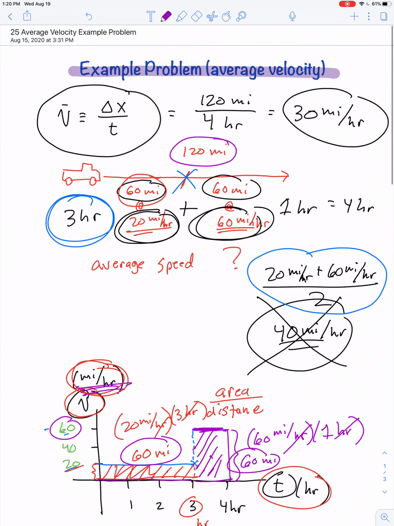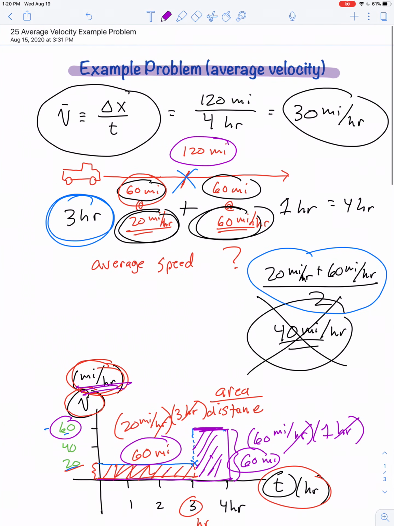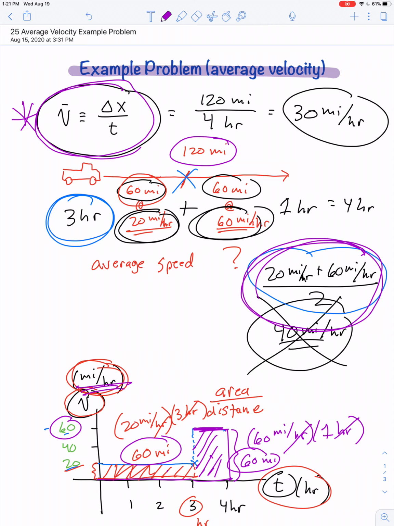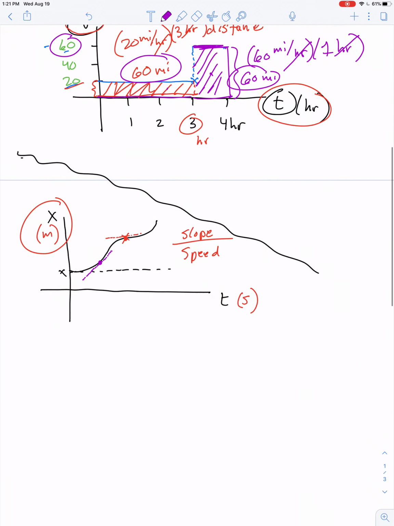Now, is there ever a case where you can use the shortcut of just adding two velocities and dividing by 2 to get the average speed? Or do we always have to use this formula? So the answer is you'll never get it wrong if you use this formula to find average velocity. Sometimes, as we've seen, the approach of adding and dividing by 2 will get it wrong. But sometimes the two will give you the same answer.